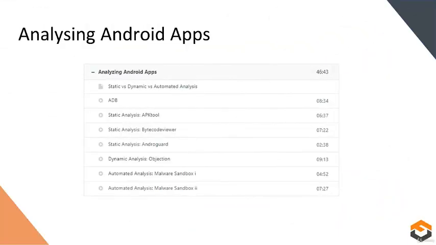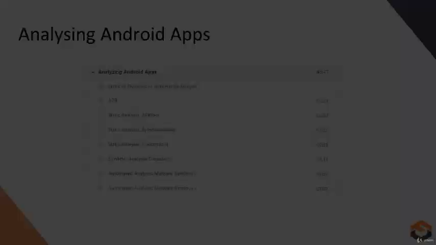We will start off by providing a comparison of static, dynamic, and automated analysis. We will conduct static analysis using APKTool, Bytecode Viewer, and AndroGuard. Dynamic analysis will be conducted using Objection. And finally, we will show you a number of online malware sandboxes that can be used for automated analysis.